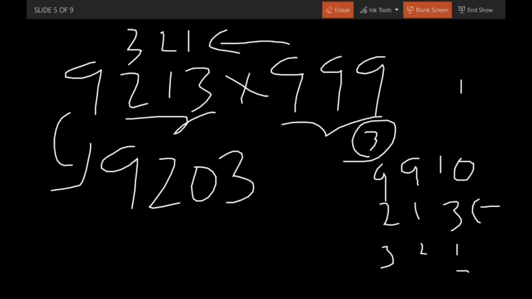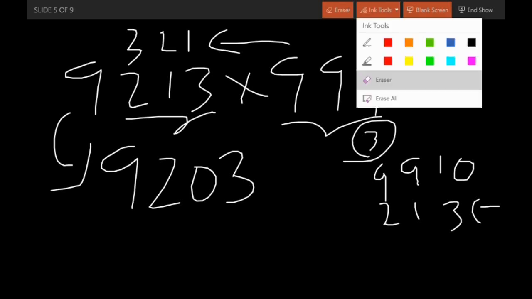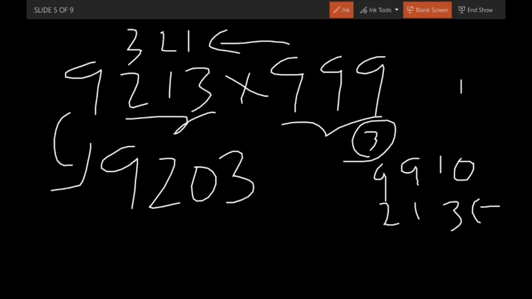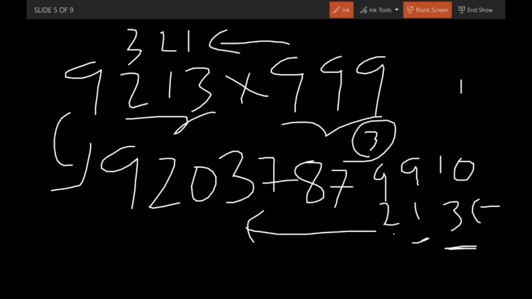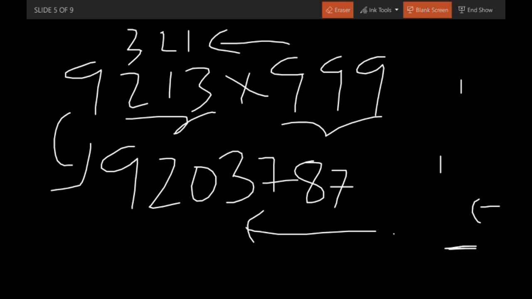Okay, now what's the answer? 9 minus 2 is going to give us 7, 9 minus 1 is going to give us 8, 10 minus 3 is going to give us 7. So the answer is 9203787. Okay, so I think you are a bit clearer now compared to the previous example.